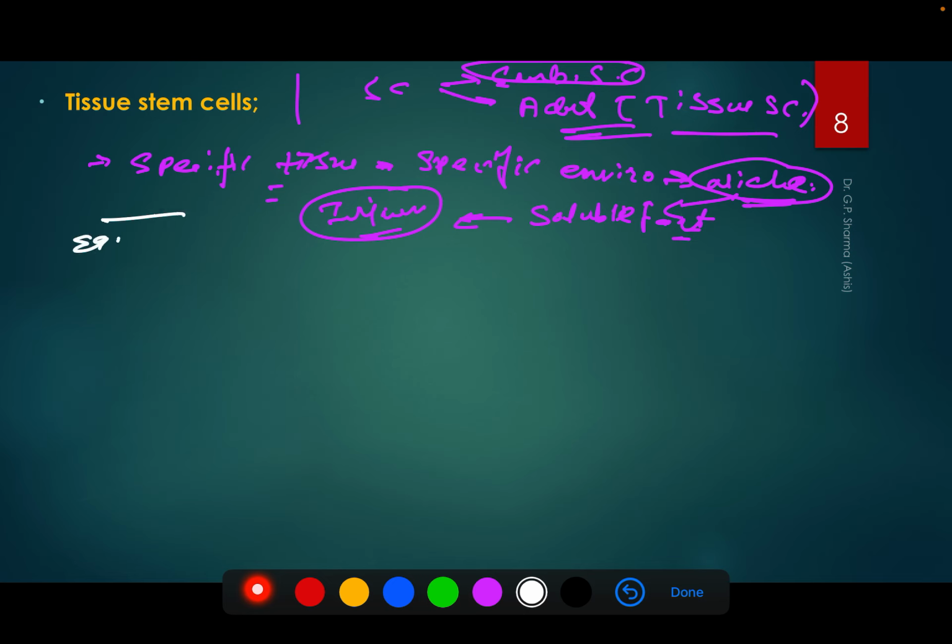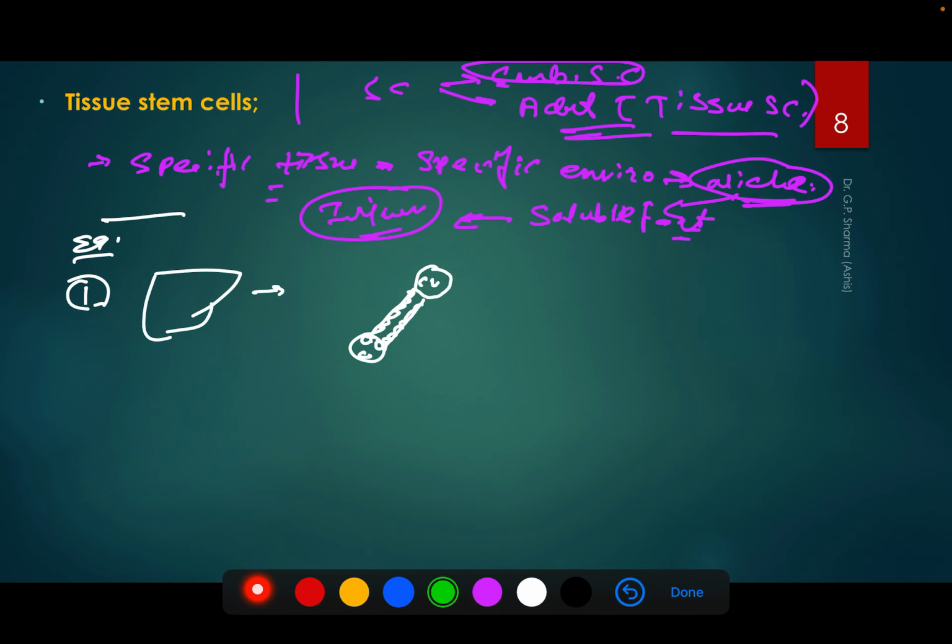All right. So what are the examples of these tissue stem cells? Let's learn the examples. Number one, we have the liver, right? In the liver, if you know the histology of the liver, it has the central vein, right? And the central vein is connected to this portal triad, yes or no? And in this portal triad, what do we have here? We have like this, yes. What is this? This is the sinusoid.